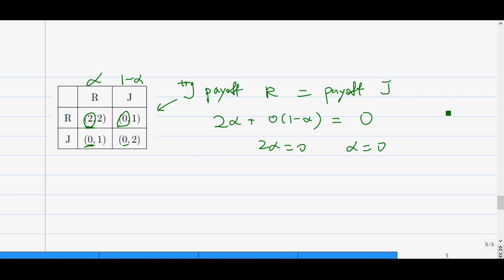So when you see alpha is less than or equal to 0, or alpha is larger than or equal to 1, in those cases, this doesn't work, so don't use this on the exam. You need to do the best response method.